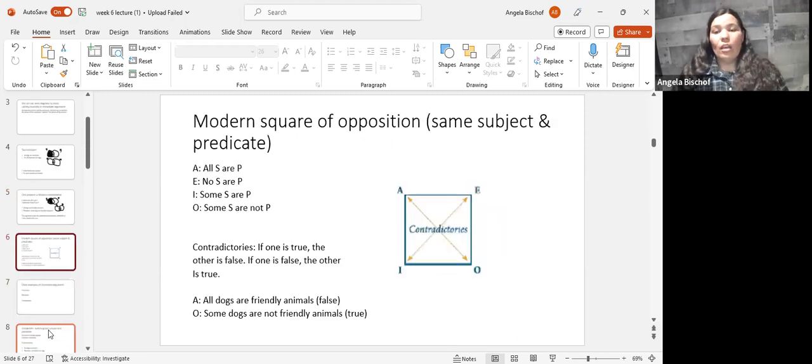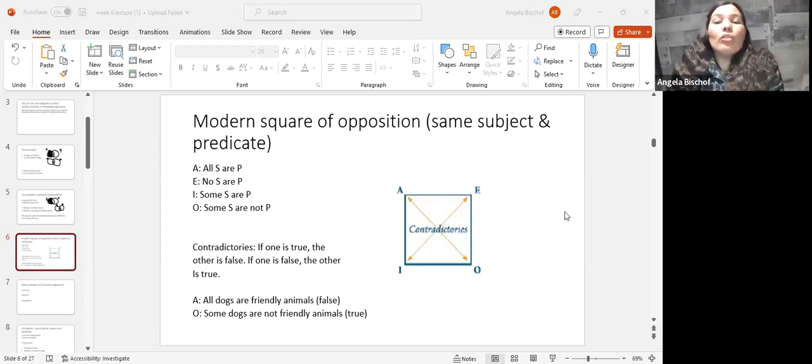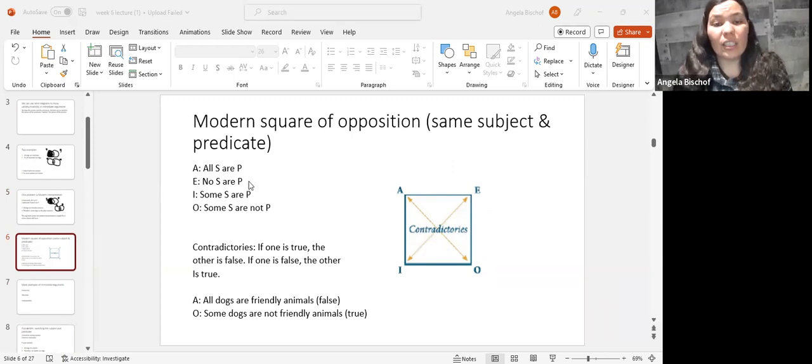Okay, so in the last little section from last week, they presented you with the modern square of opposition. What's opposition? Opposition is just the same subject and same predicate, but obviously it's going to have different quality. It's going to be affirmative or negative. Those qualities remain the same given an A, E, I, or O statement, but we keep the same subject and the same predicate.